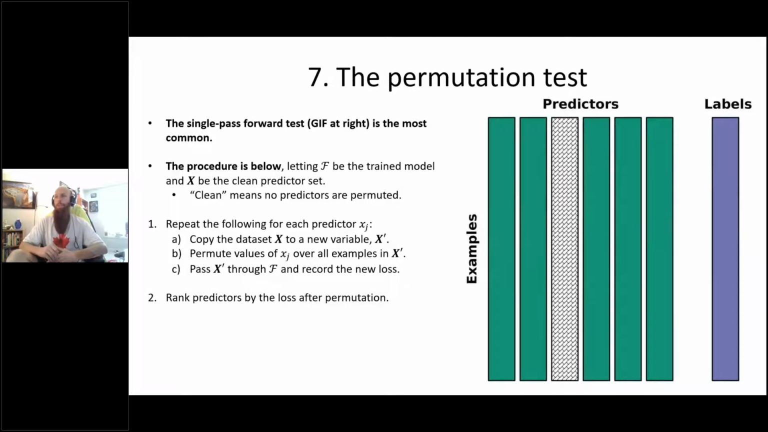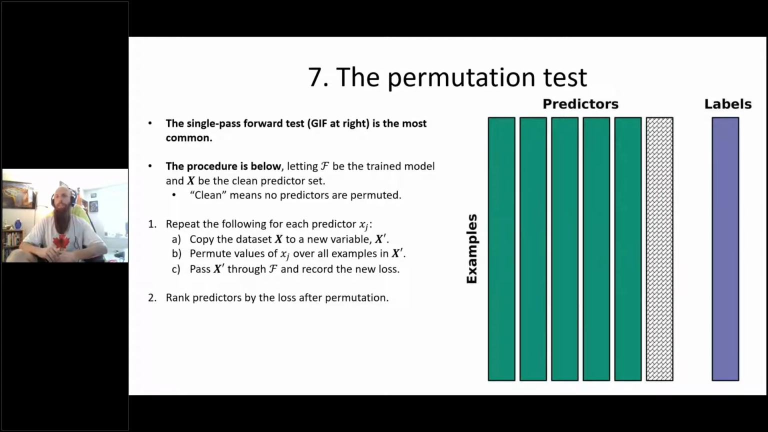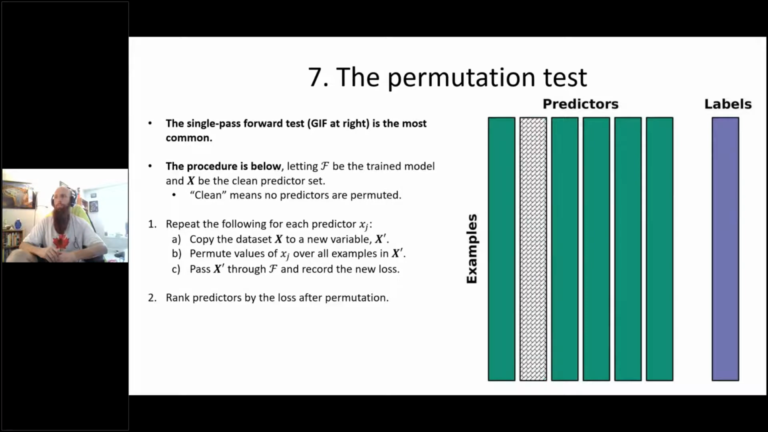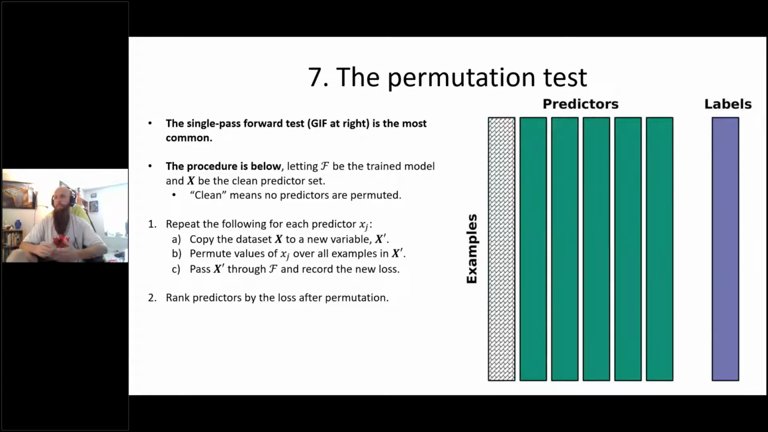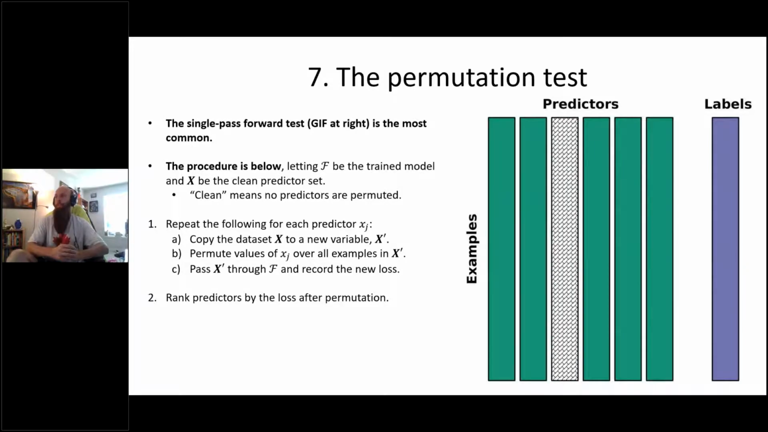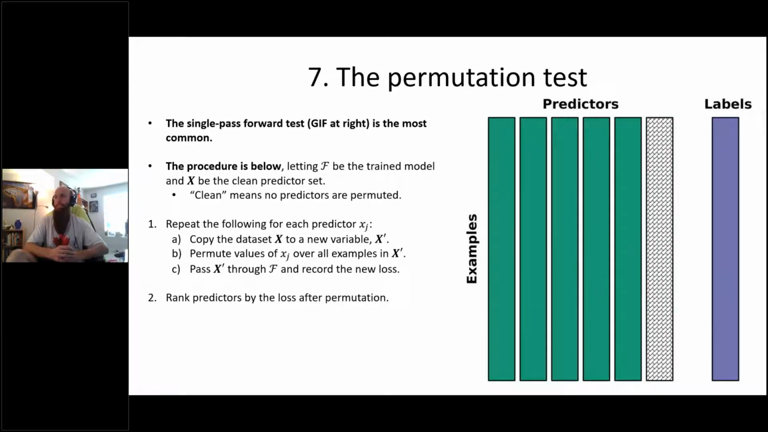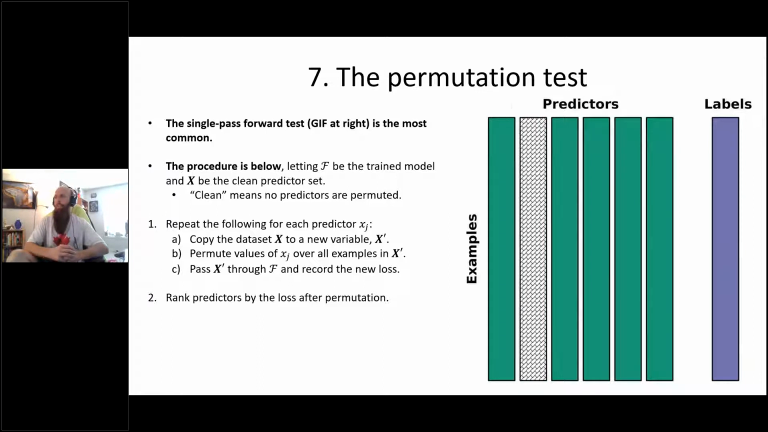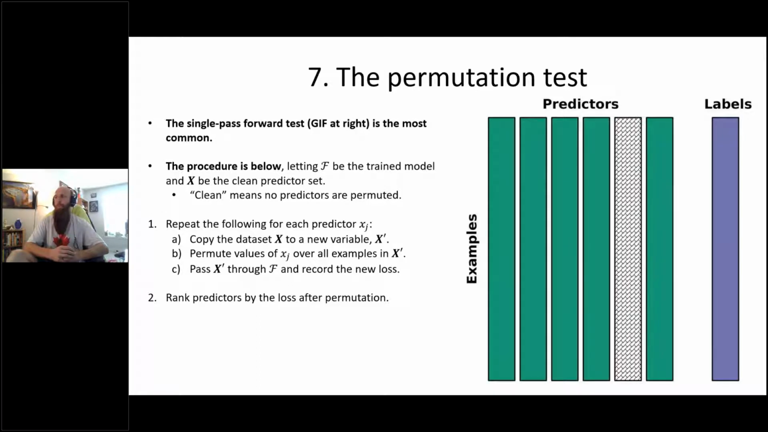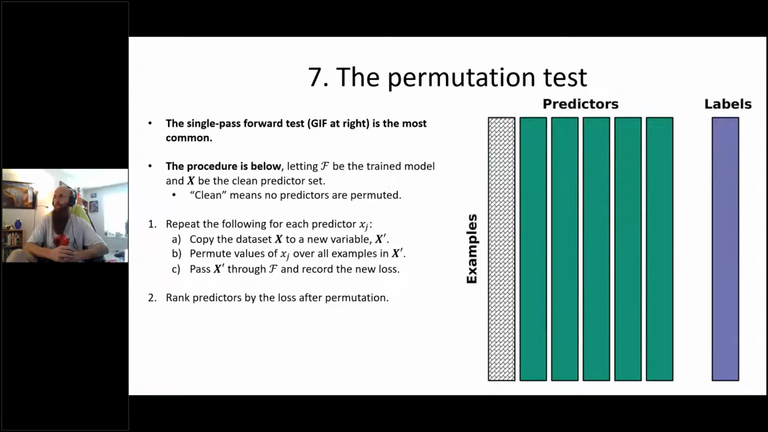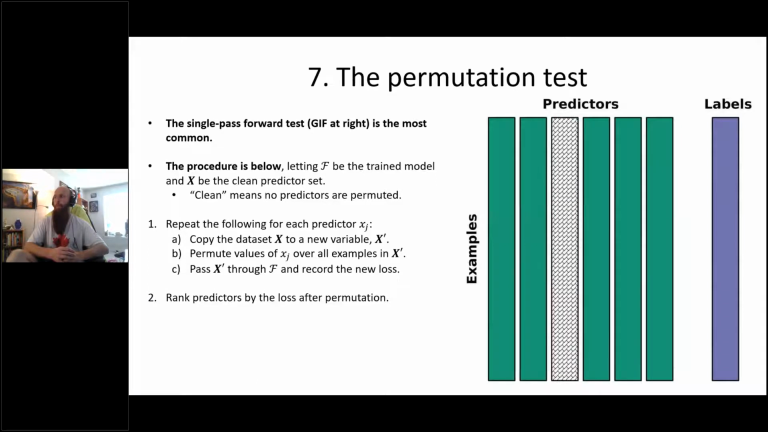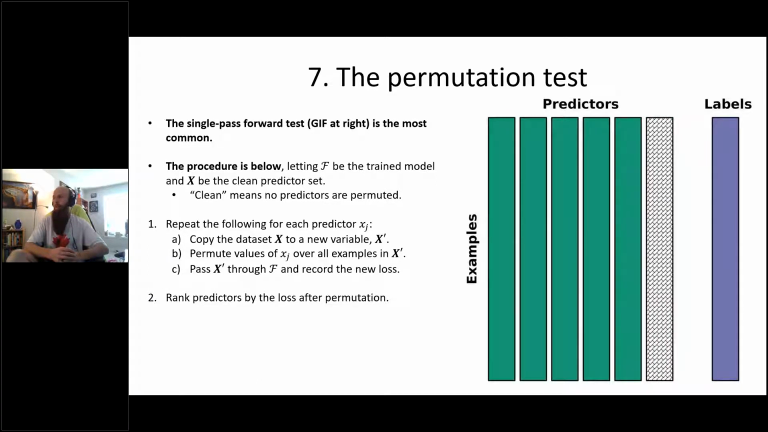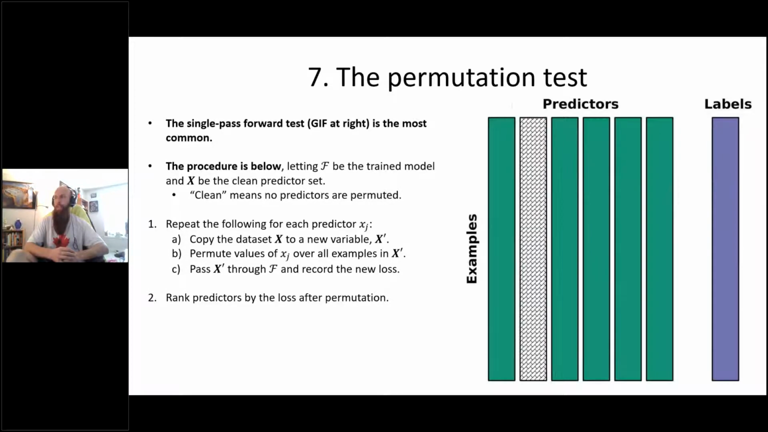So, the single-pass forward test. I'm not going to read through the algorithm here in the interest of time, and in the interest of not boring everyone, since essentially this is pseudocode. So I'll just walk you through the GIF on the right-hand side instead. This GIF shows what the single-pass forward test looks like. This green thing is basically your predictor matrix. Each column is one predictor variable and each row is one example. And the purple column is your labels, which you don't touch during the permutation test.